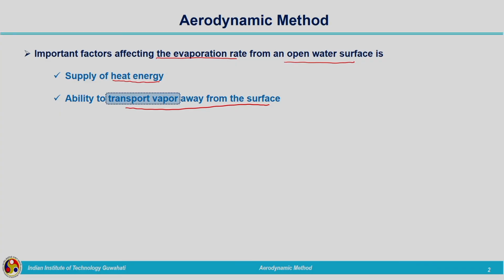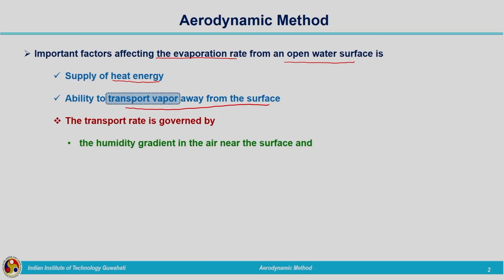So, the two important factors influencing evaporation are the heat energy and the vapor transport away from the water body. Now, in this aerodynamic method we will be incorporating the transport of vapor. Vapor transport will be considered. In the previous method the emphasis was given to heat energy, that is heat radiation, but in this case we will be considering the vapor transport.